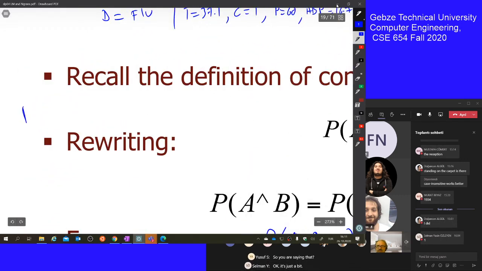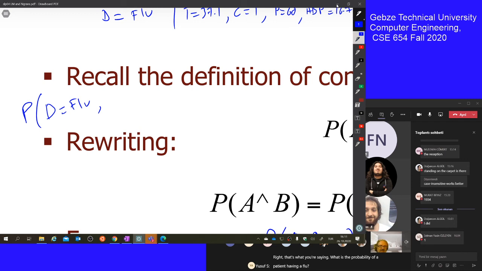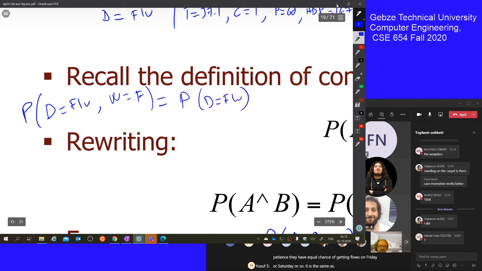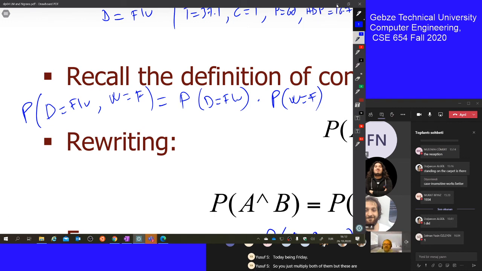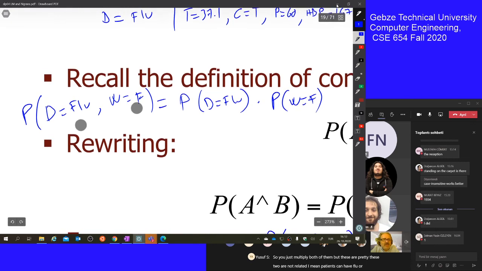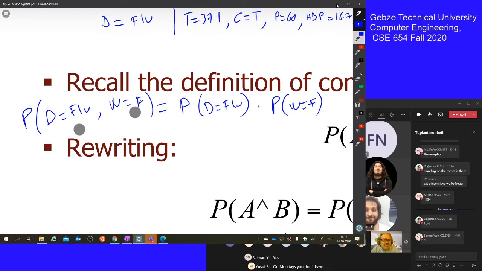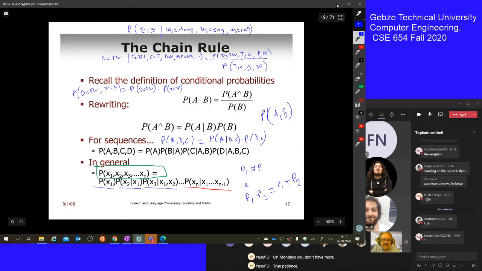Take the probability of a patient having a flu. And let's say something unrelated to a patient having a flu, like the day of the week being Friday. Patients have an equal chance of getting flu on Friday or Saturday, so the joint probability is the same as the probability of a patient having a flu times today being Friday. You just multiply both of them. But these two are not related. Patients can have flu on any day of the week. On Mondays, you don't have more flu patients. But in this case, X1 is common between them.